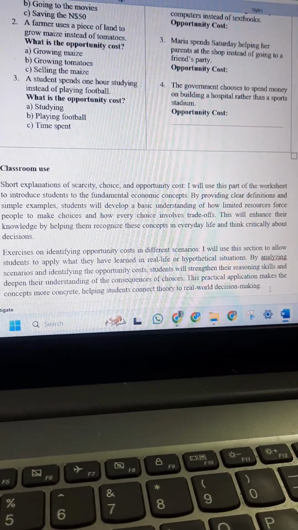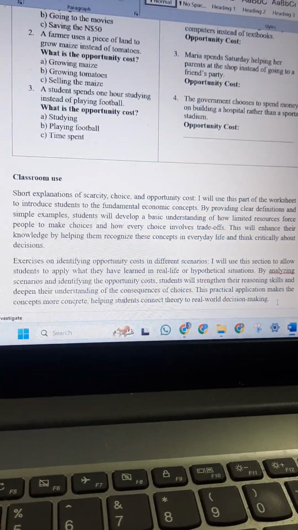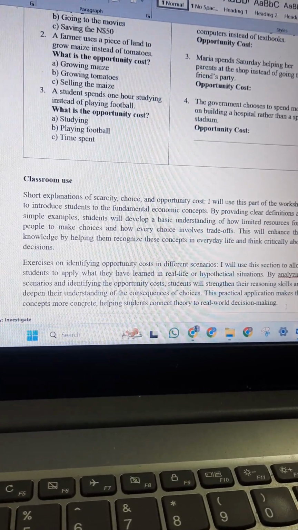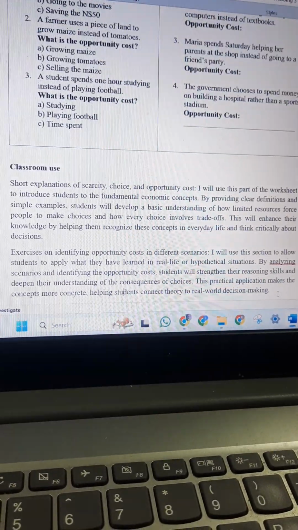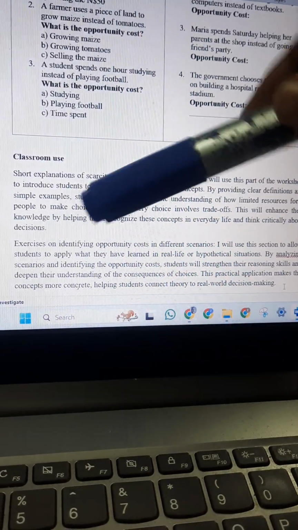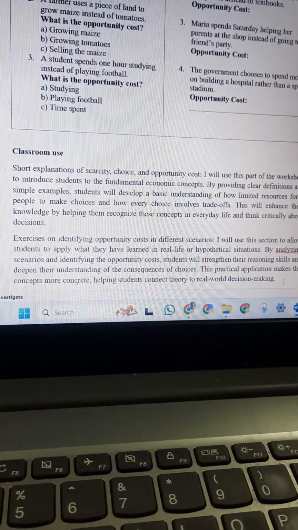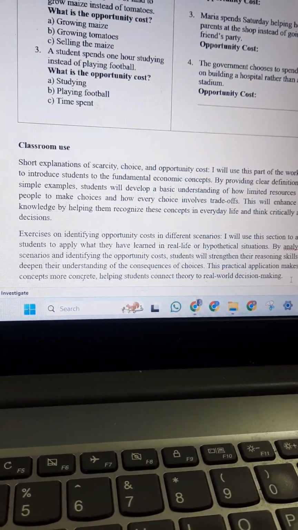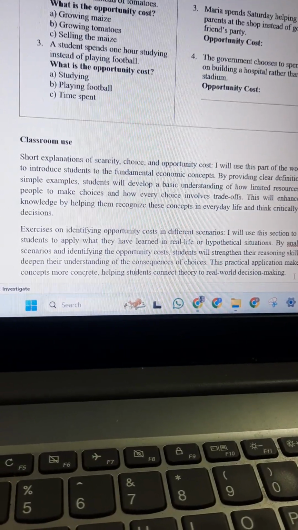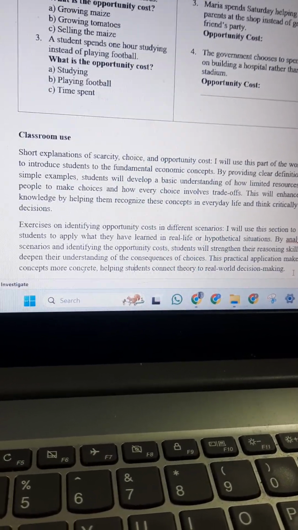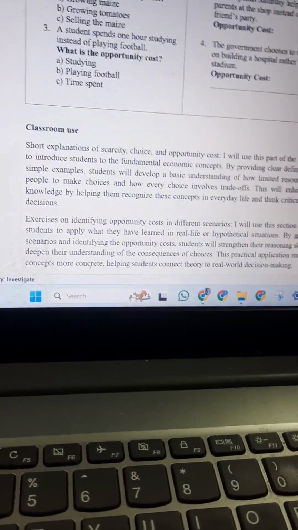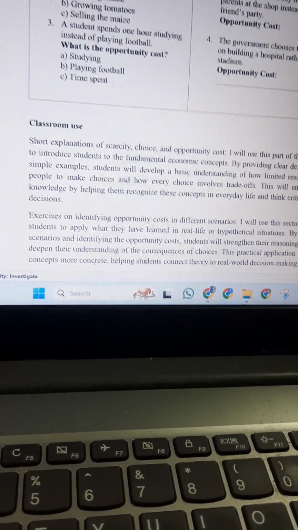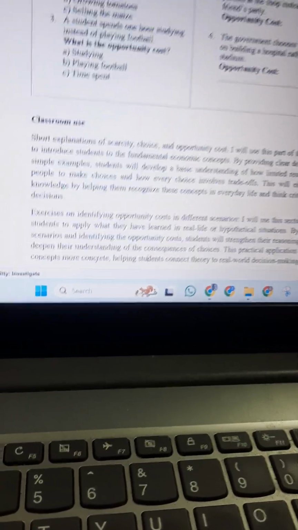In the classroom, we are going to use this part as a worksheet to introduce students to the fundamental economic concepts, providing clear definitions and simple examples as we have indicated on top here. We also have an exercise on identifying opportunity costs in different scenarios, and it will allow students to apply what they learn in daily life situations by analyzing the scenarios and identifying the opportunity costs. Students will strengthen their reasoning skills, deepening their understanding of the consequences of their choices.